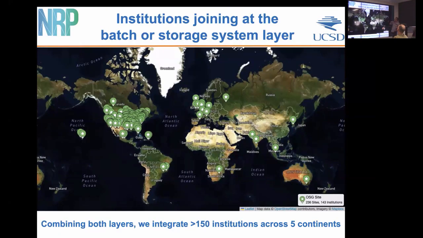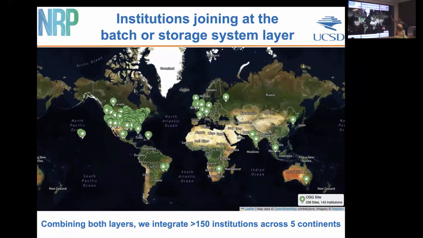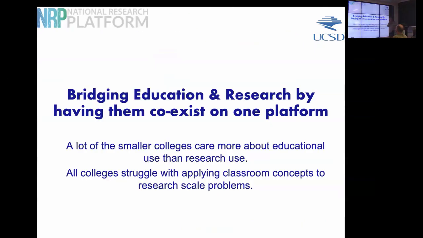And if you look at it from the institutions joining at the batch of storage layer, you get this map. Within OSG, we have 143 institutions. Within NRP, there are in the neighborhood of 40 institutions or so. I don't have the exact count. There's some overlap, and we haven't sorted out the overlap yet, but within our conceptual architectural model, we have more than 150 institutions right now horizontally connected. That's not too bad. So I'm one order of magnitude away from the 4,000. Yeah, exactly. I work with one at log scale.